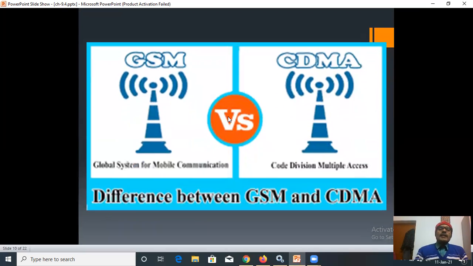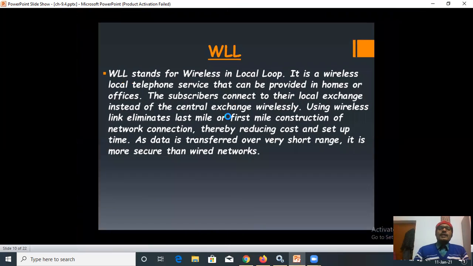Now coming to the next one, this is the difference between CDMA and GSM. In GSM, the voice quality is not very good, but in CDMA, the voice quality is very good. There is encryption in your data, which means security is high in case of CDMA. So some differences are there.